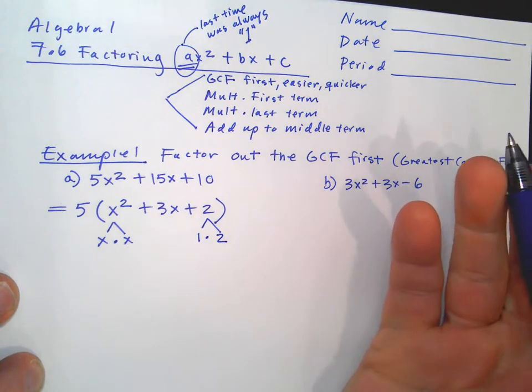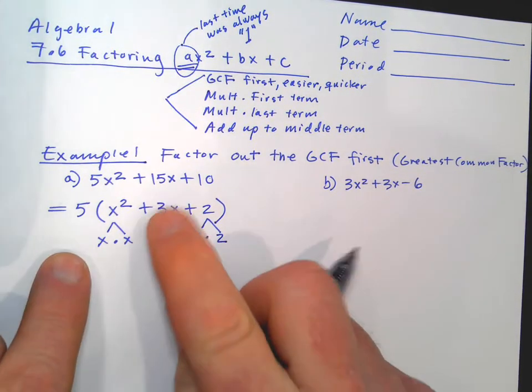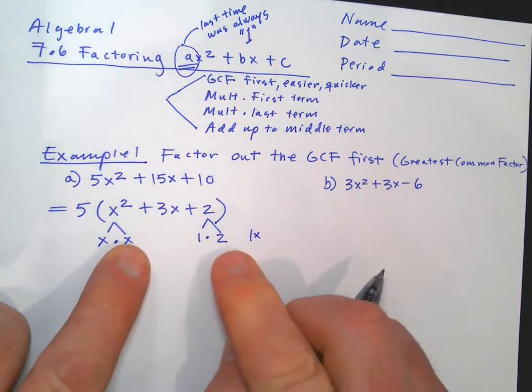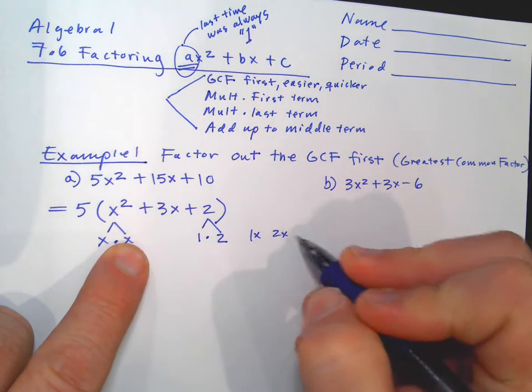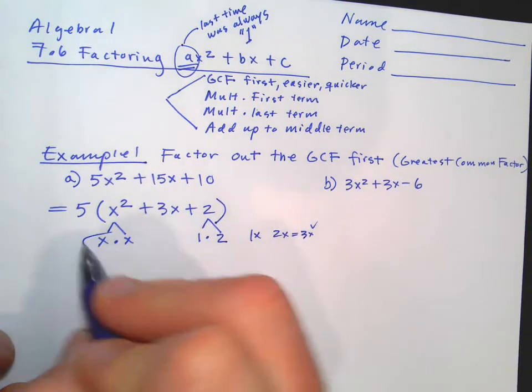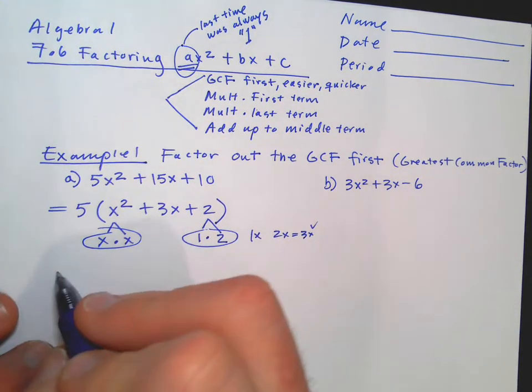And then we want to make sure that if we multiply these together, we get what's in the middle. So x and 1 is 1x. X and 2 is going to give you 2x, which would add to 3x. So that's good. This is the pair we want, hopefully, because there are no other pairs.